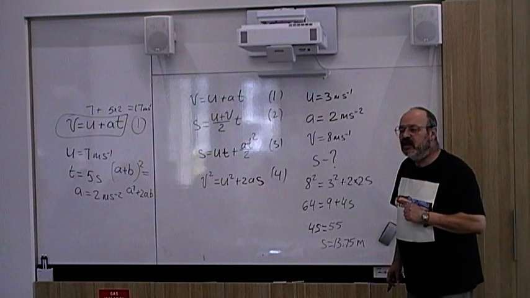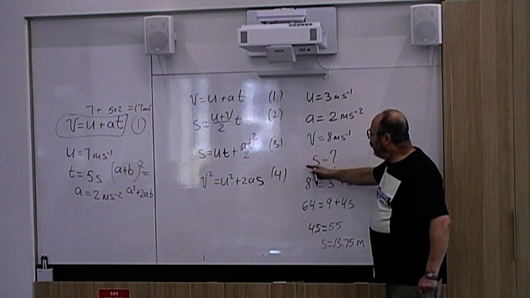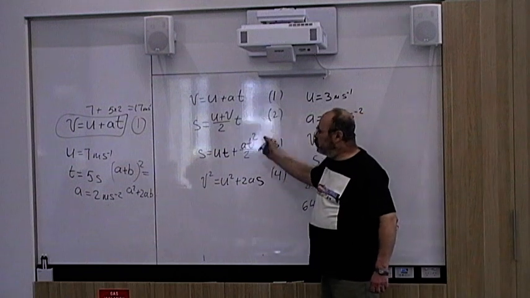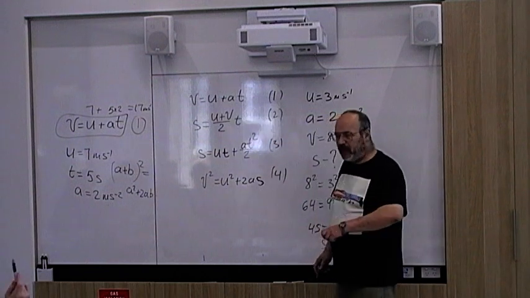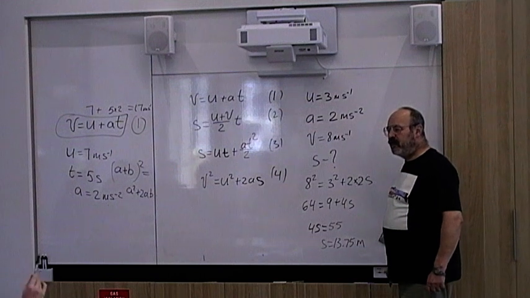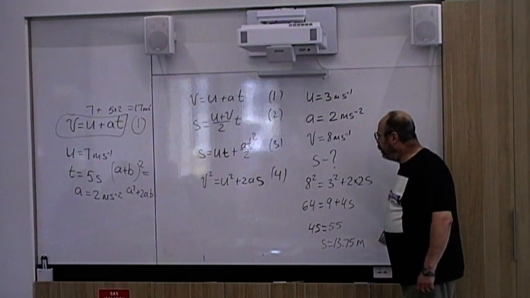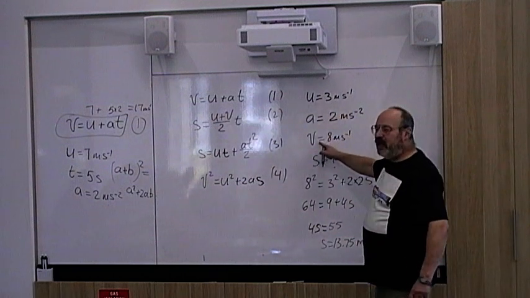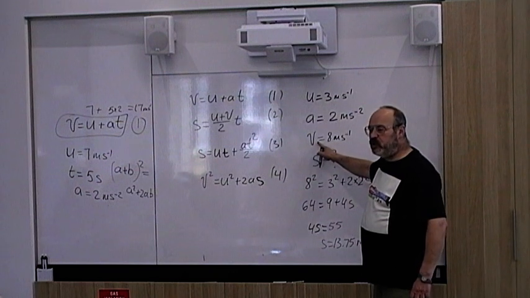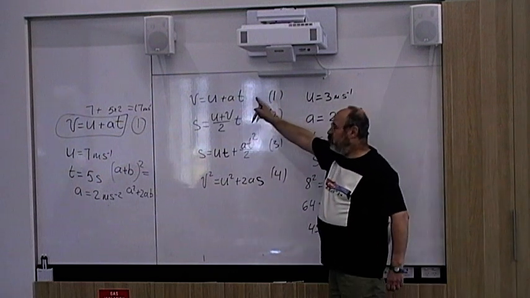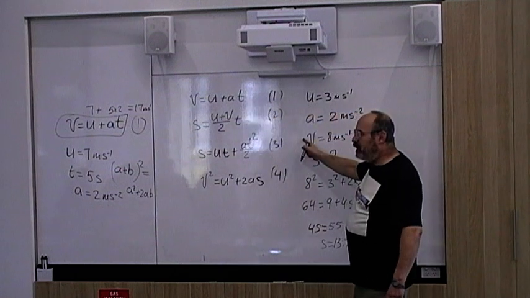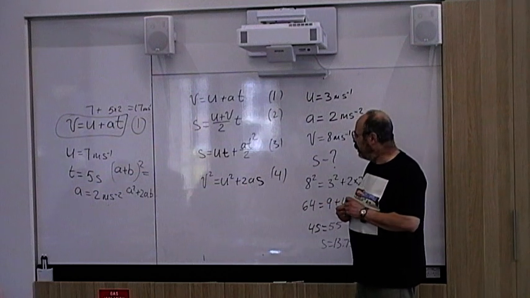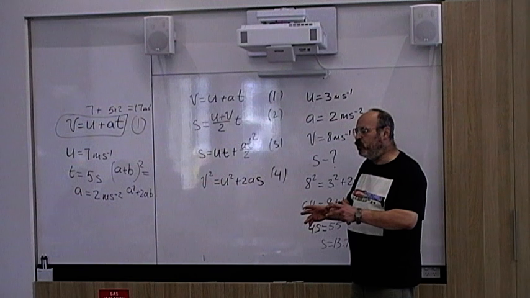Why is it number 4 and not another one? Because we have U, V, A, and S. We don't have time. So none of the others is suitable. If you know U, A, V and are looking for T, which equation do we need to use? Number 1. If you know U, A, and V and are looking for T, number 1. We could use 2 as well, but it's always better to use what's given to you.